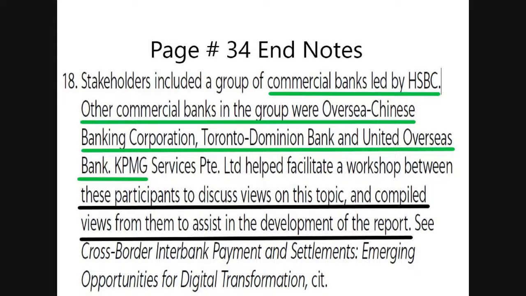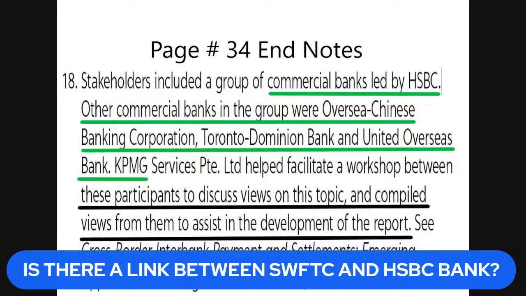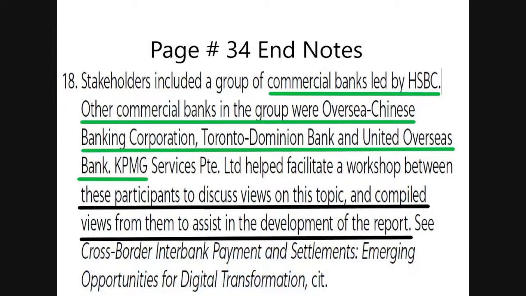Let me put the question back up, folks, so that the person who asked can see this later and you can have that answer. So, led by HSBC, other commercial banks in the group were Overseas Chinese Banking Corporation, Toronto Dominion Bank, and United Overseas Bank. KPMG Services helped facilitate a workshop between these participants to discuss views on topics and compiled views from them to assist in the development of this report. See cross-border interbank payment and settlements, emerging opportunities for digital transformation.